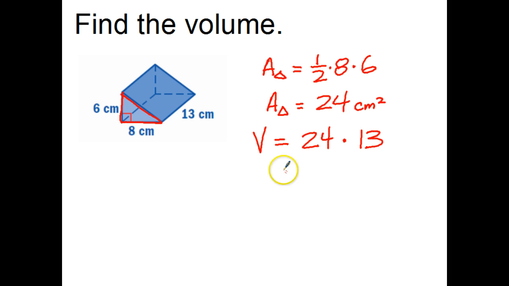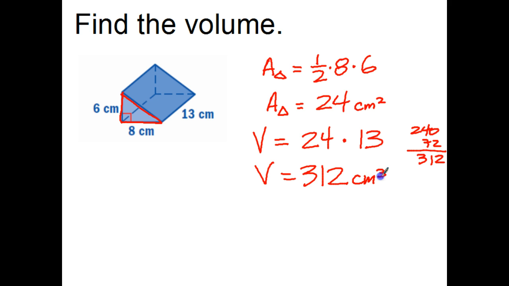So in this case, we get, let's see, 240 plus 72. Let's do that on the side. 240 plus 3 times 24, which is 72. So what do we got? 312. Okay, so the volume here is 312 cubic centimeters, which if you turn this into milliliters, would be 312 milliliters.